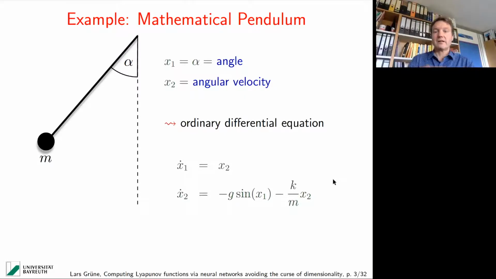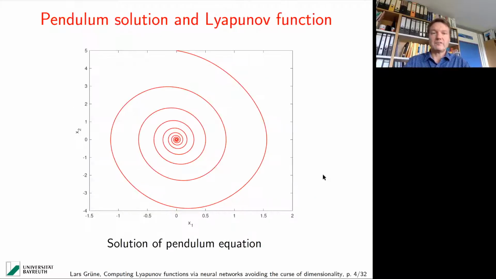And then what this pendulum does, it starts swinging, and then if k is greater than zero, which we assume here, it will become slower and slower. And then what happens is that we see, if we plot x1, which is the position, and x2, which is the velocity in the phase diagram, we see this movement here, which means that everything converges to the origin, which is the equilibrium of the downhanging pendulum.